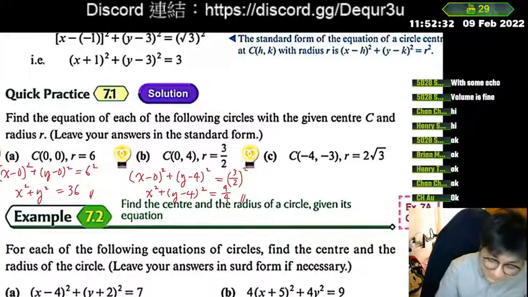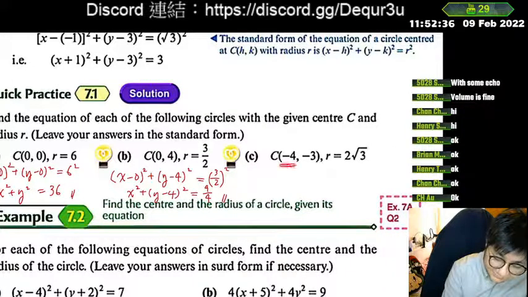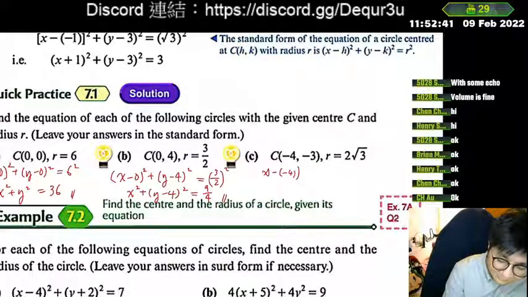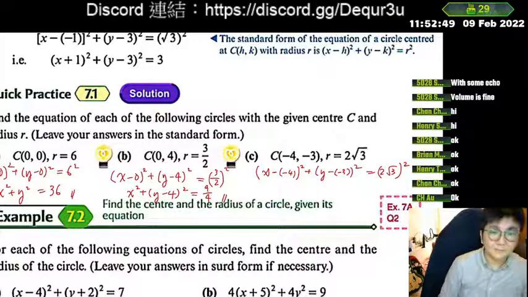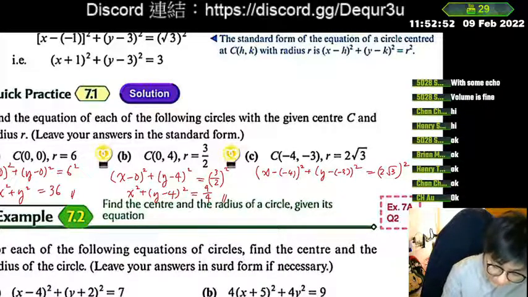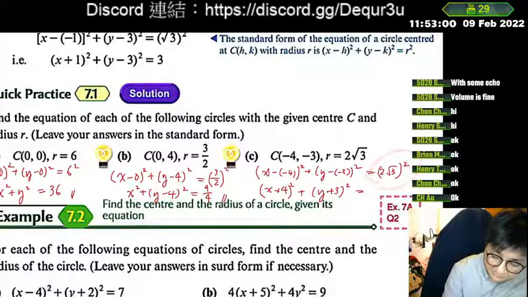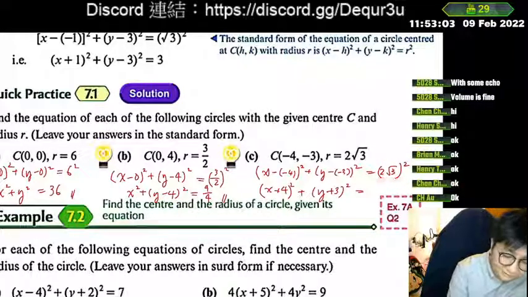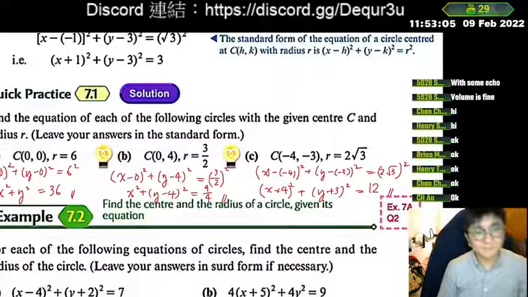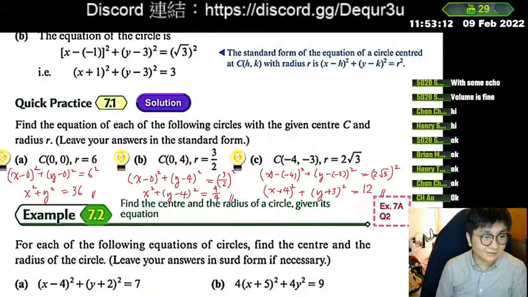Finally, part C, then we have negative 4, negative 3 as the center, therefore x minus negative 4, and then y minus negative 3 equals the right hand side r squared. Simplifying, we have (x plus 4) squared and then (y plus 3) squared equal to, and then squaring this one, 2 squared will be 4, and then 4 times 3 is 12. So this is a quick practice showing how to write down the equation of the circle.